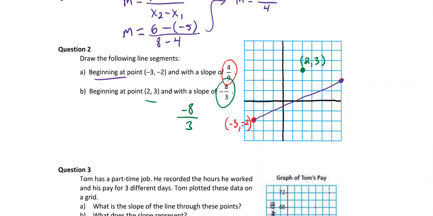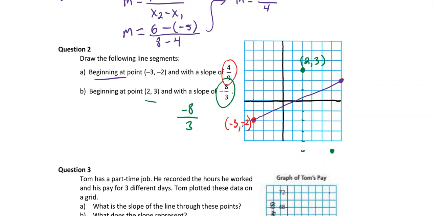So from this point, I should be counting down 8, right? So 1, 2, 3, 4, 5, 6, 7. I go off my graph here, but that's all right. So down 8 over 3. So it should be about there.